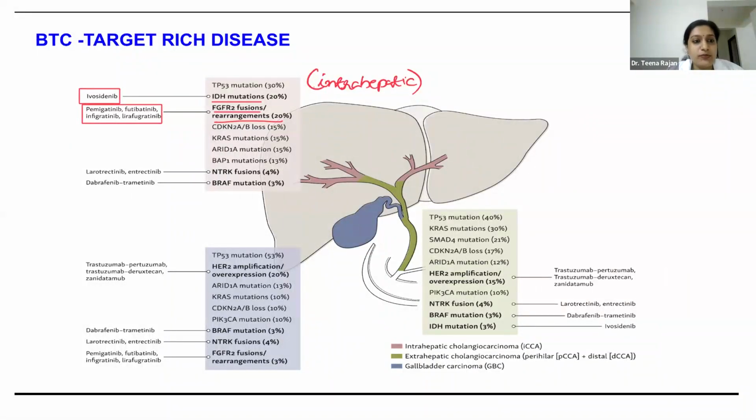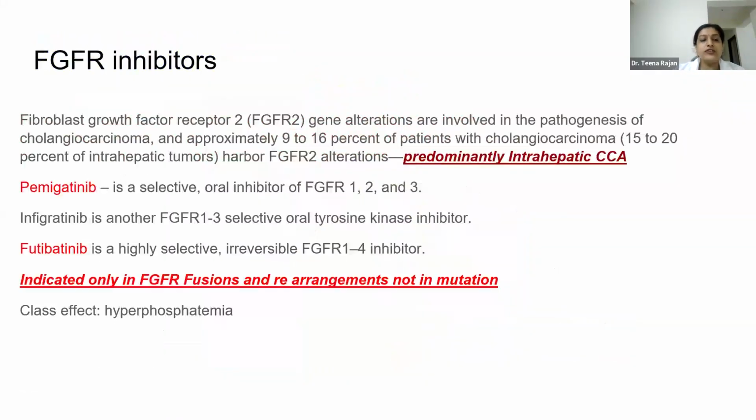You have the IDH1 mutation where you have the ivosidenib, and also FGFR fusions and rearrangement, approximately 20% of the cases where you can use your FGFR inhibitors. A few words about FGFR inhibitors. As I told, it is predominantly seen in intrahepatic cholangiocarcinoma. You have pemigatinib and futibatinib, which is already FDA approved for use in biliary tract cancer. And it is indicated only in FGFR fusions and rearrangement and not in mutation.